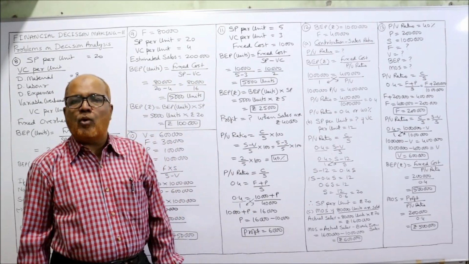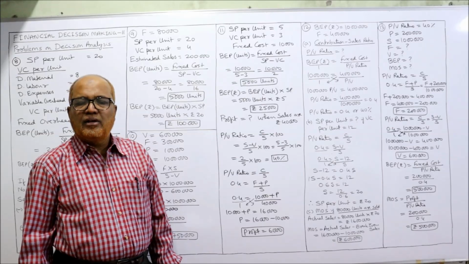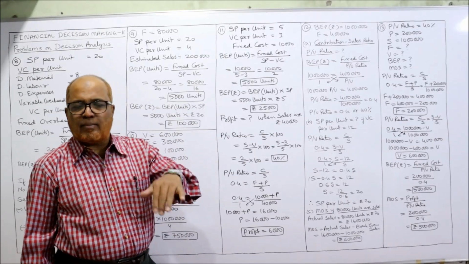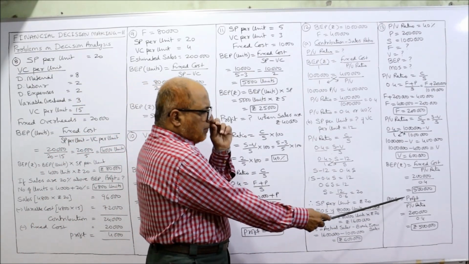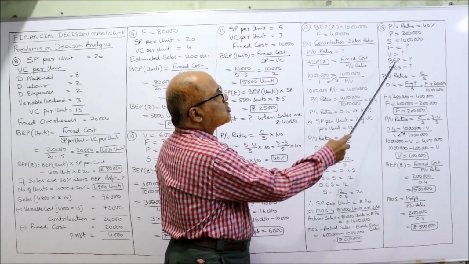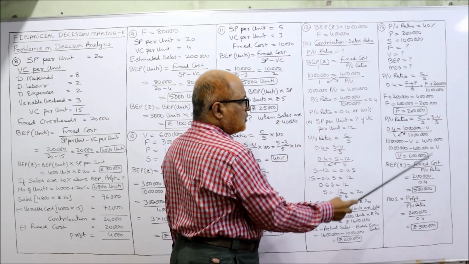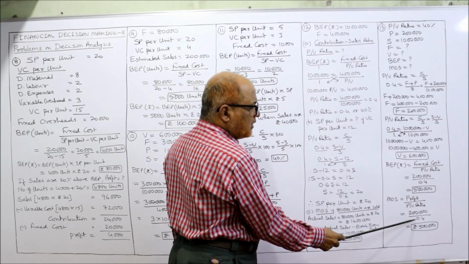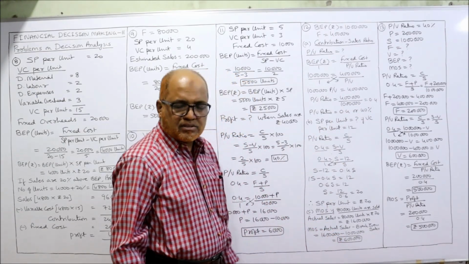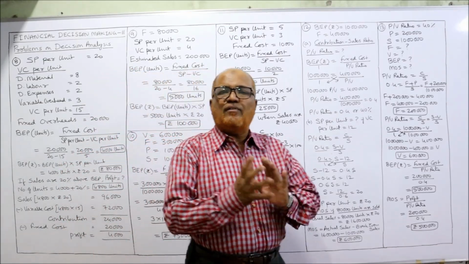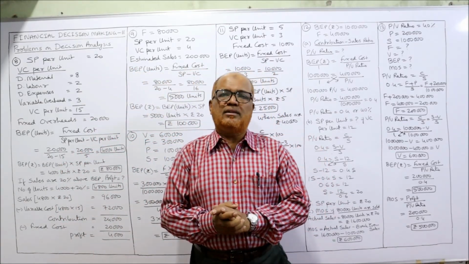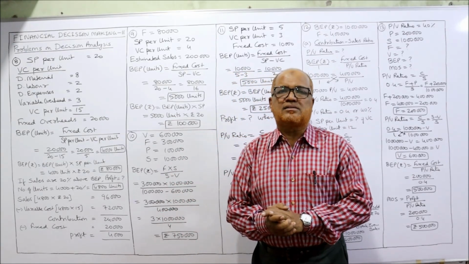Lastly, we need the MOS, margin of safety. The two formulas are actual sales minus BEP sales, or profit by PV ratio. So I am taking profit by PV ratio here. The profit is how much? Profit is 2 lakh. So 2 lakh divided by PV ratio 0.4, you will get 5 lakh rupees margin of safety. That's all. So we have completed 13 problems in this CVP analysis.